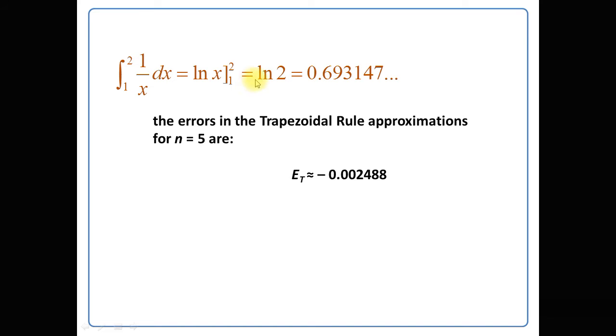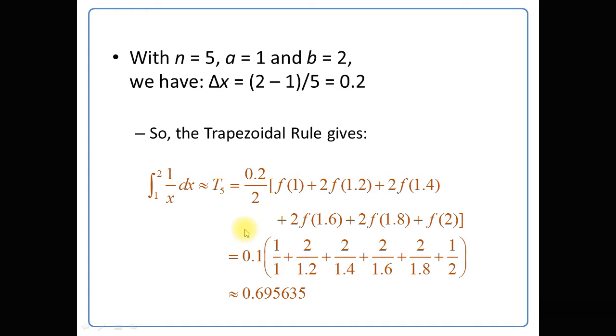Integration of 1 over x is log x. Now putting the upper limit and the lower limit, log 2 minus log 1. Log 1 is 0, and the log 2 value is 0.693147. So there is some error, because you see over here, this is the exact result and this is the approximate result by using the trapezoidal rule.